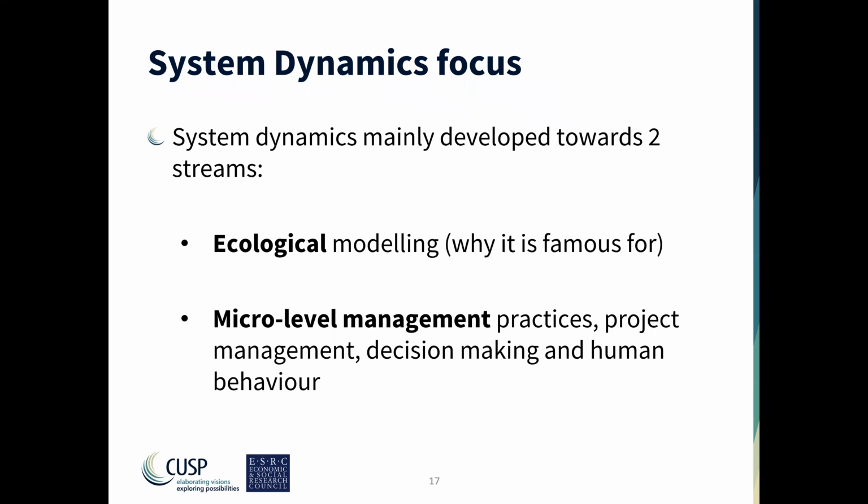Now, an important element of system dynamics that is often neglected by a lot of people is that it focused on two main streams. On the one hand, we had the ecological modeling aspect. That's what it's famous for, including limits to growth and so on. On the other hand, the methodology focused a lot on micro-level management practices, including decision-making, including human behavior, including the cognitive capabilities of people when they feed their decisions back into the system.